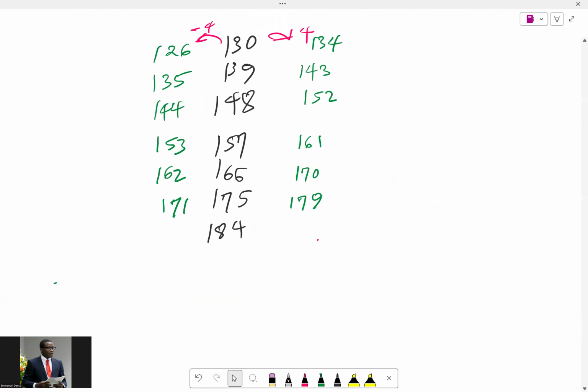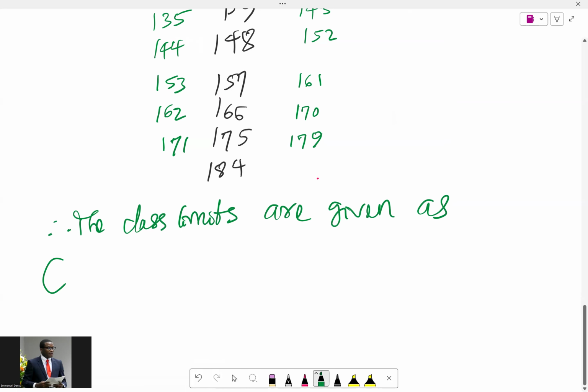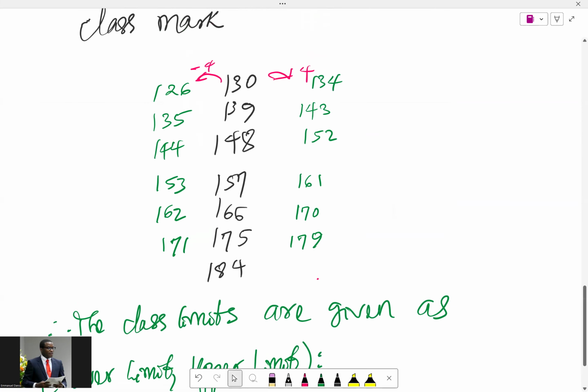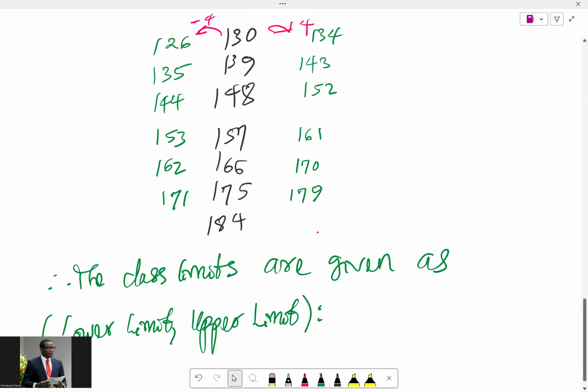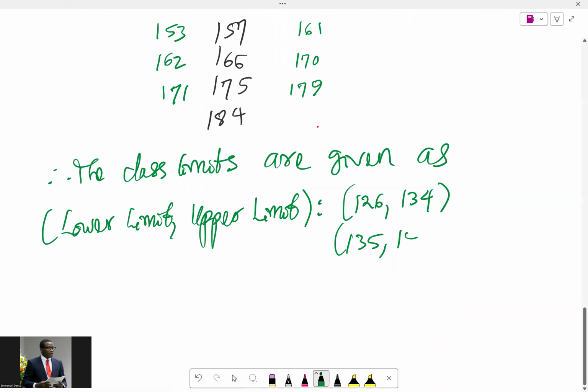So we can say, therefore, the class limits are given as the collection of lower limits and upper limits, such that you have all that. You have 126, 134, that's the first one. Then 135, 143.